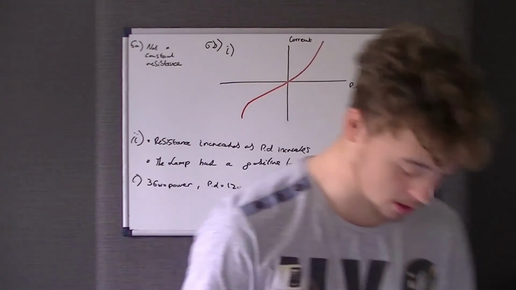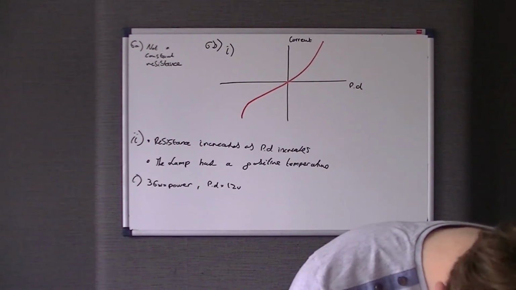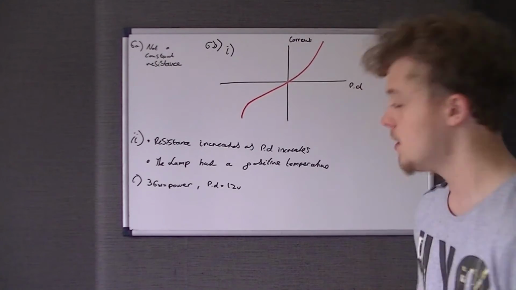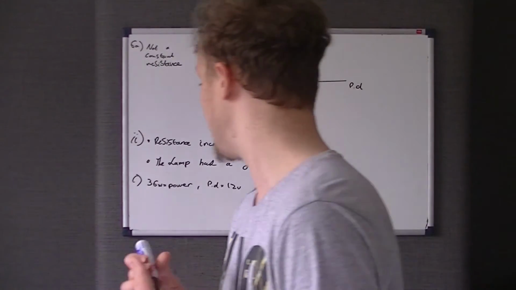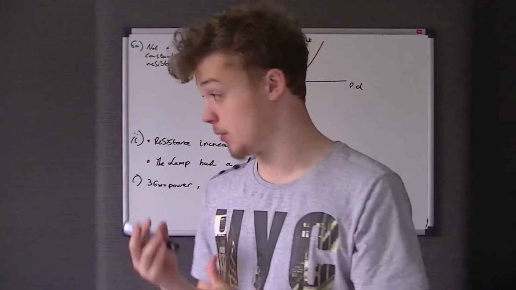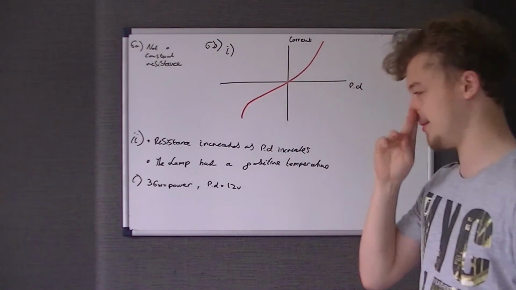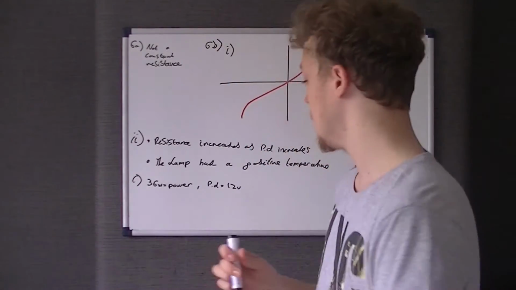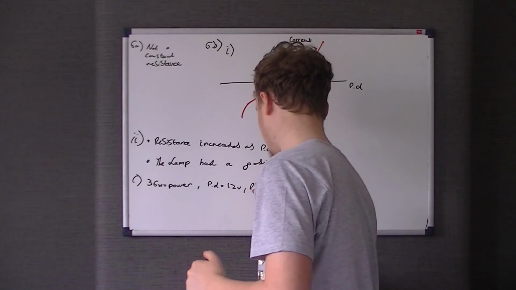Okay, and we want to know the resistance across the filament lamp when the potential difference is 12 volts. Is there any equation that links P, V and R? Well, no. So there's no equation that links all three together: the power, the potential difference, and the resistance.